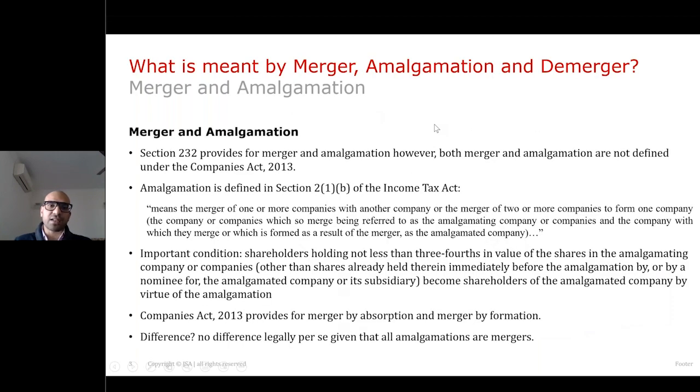So what is actually meant by merger and amalgamation? Now, both these words are actually not defined under the Companies Act at all. However, if you see section 232, it refers to both merger as well as amalgamation. Now, amalgamation, as the previous speaker actually defined, is defined under section 2(1B) of the Income Tax Act, where it means merger of one or more companies with another company or merger of two or more companies. Now, the real question is how do you differentiate between a merger or an amalgamation?